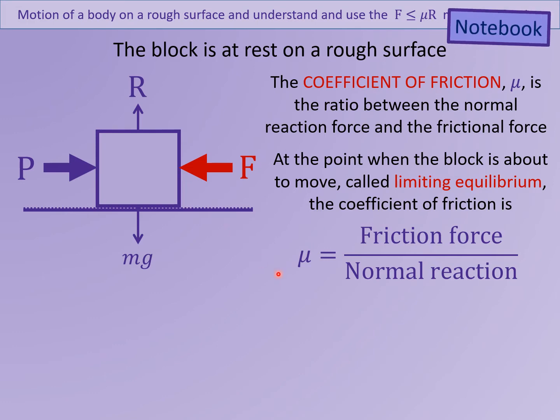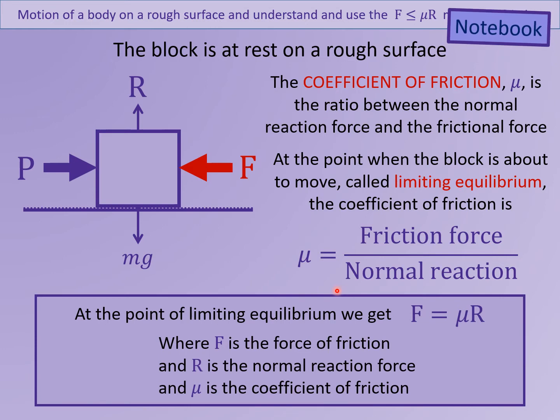Okay, so the mu value can start at zero and it can go all the way up, and the point when it's about to move is when you've got your mu value. And the mu value does depend on the type of material it's made out of. So different materials have different mu values. Okay, so again, pause if you need to.